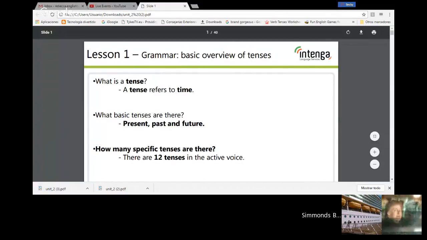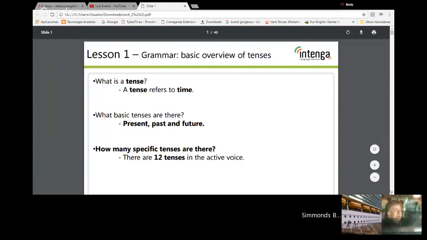So this is where we started. Basically it says, what's a tense? A tense refers to time. We have past, present, and future. And we have 12 tenses in the active voice. We also have the passive, which we talked about, but that's a whole other class day.